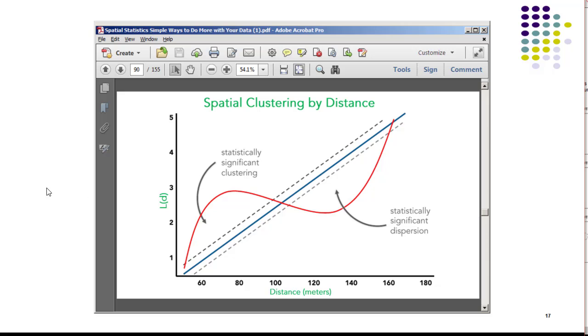Again, the most important thing about this is we can find those distances in which that clustering is occurring. Between 100, it looks like about maybe 50 here. And then between 110 maybe, and up here to like 160, we're seeing dispersion.